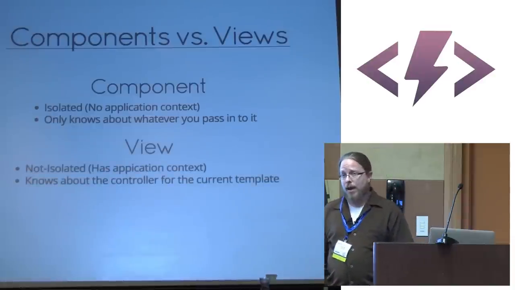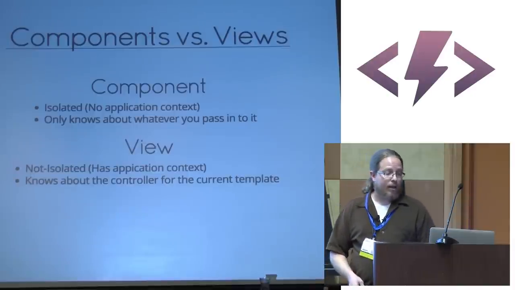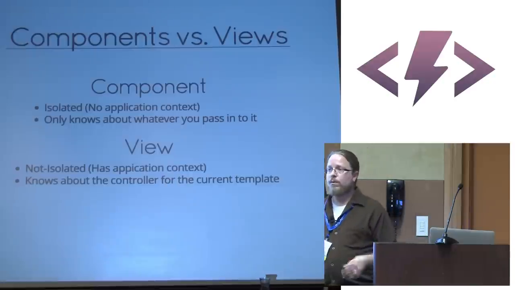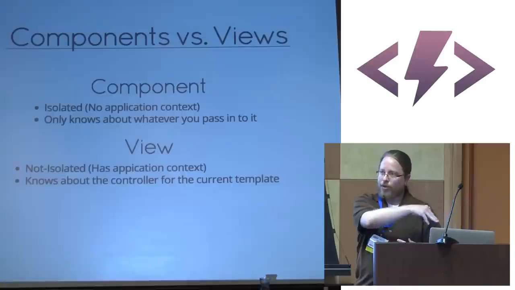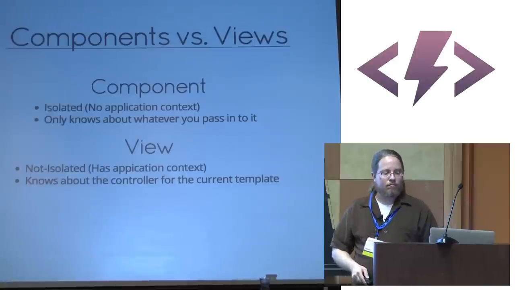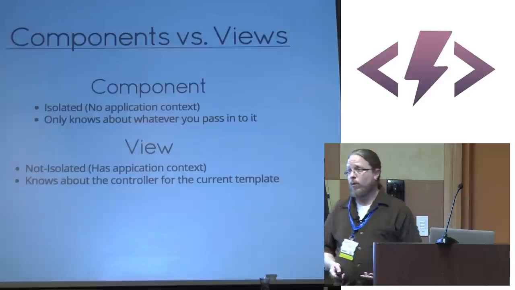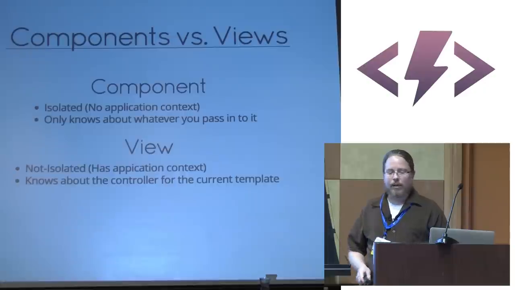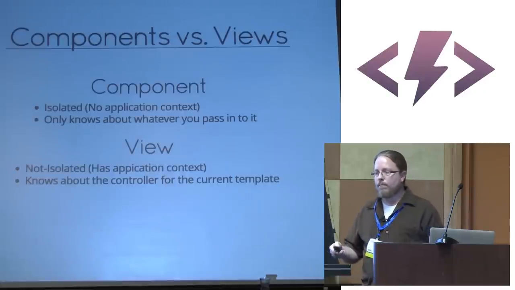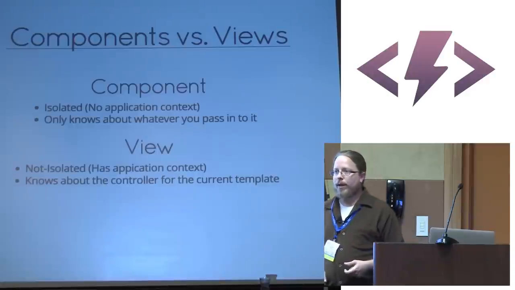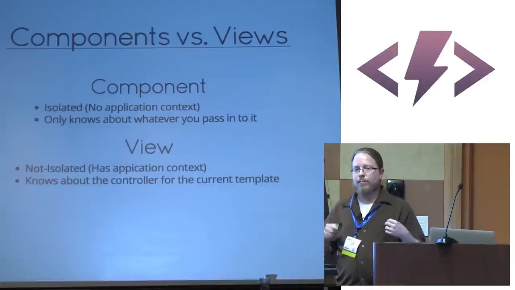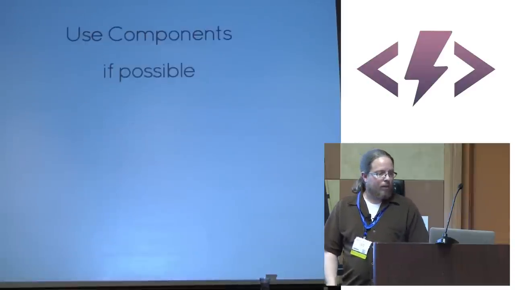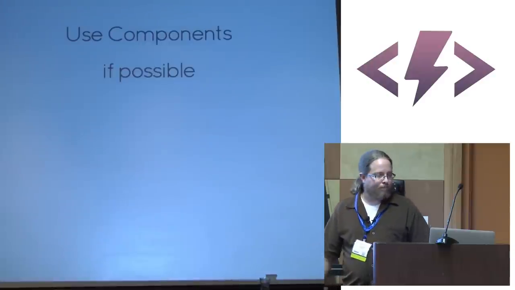Views, on the other hand, are not isolated, and they have application context. They know about the controller that is rendering them, and so it's possible for a view to reach back up into the application and do things possibly in an unexpected way. And so using views, it's a lot easier to make things that aren't as well isolated. And if you try to reuse a view in another part of your application, if you haven't been very careful about it, it's possible to have unexpected side effects as you try to reuse this stuff. So if possible, use components instead of views.